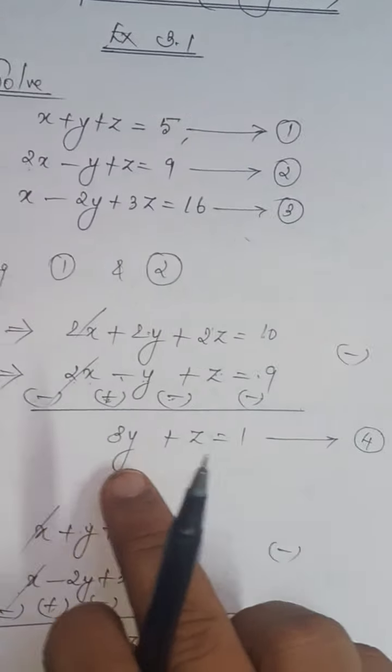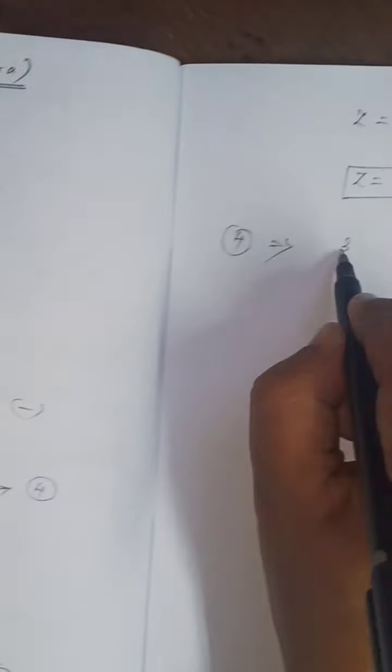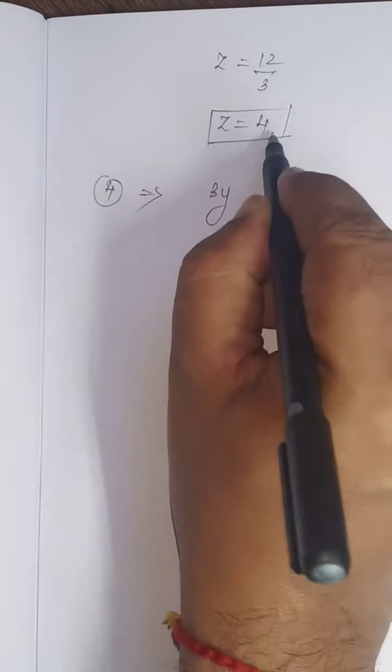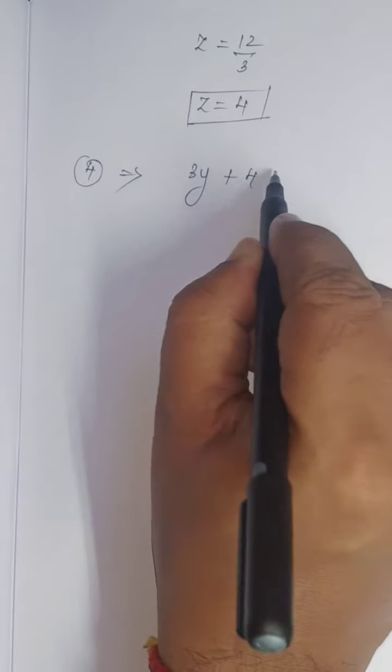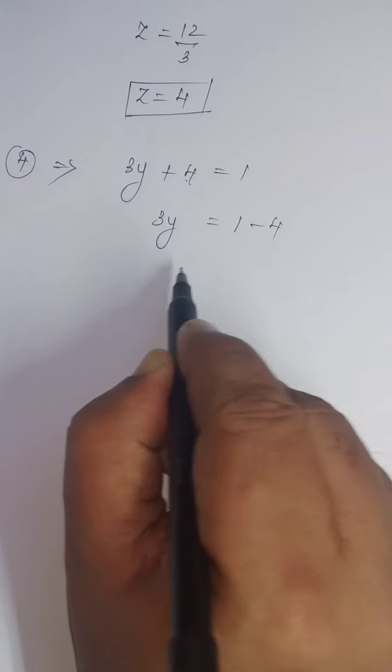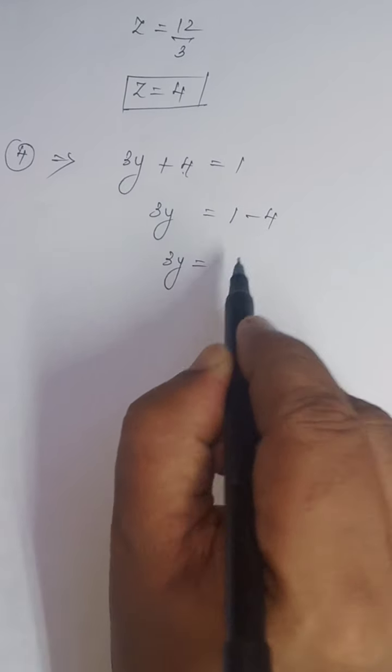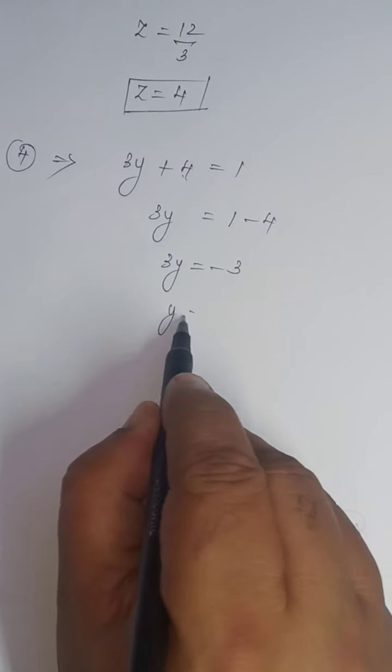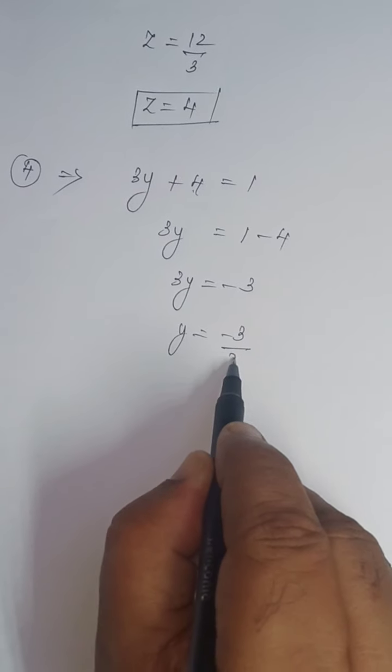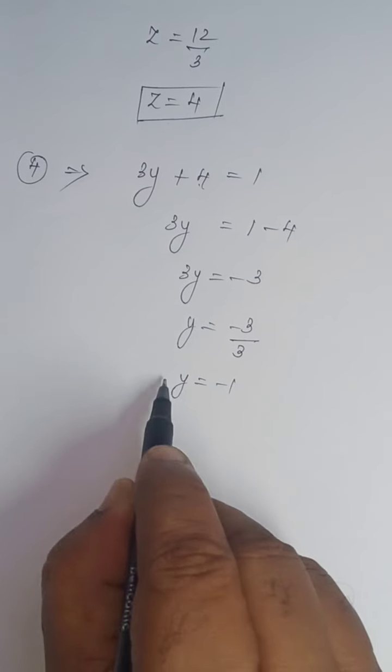So 4th equation, 3y plus z. 3y write as it is, plus z. What is value of z? 4. That is equal to 1. 3y plus z value 4, that is equal to 1. 3y, that is equal to 1 plus 4 comes right hand side, minus 4. 3y, that is equal to 1 minus 4, you know very well, that is minus 3. Y, that is equal to minus 3 divided by 3. Therefore y, that is equal to minus 1.